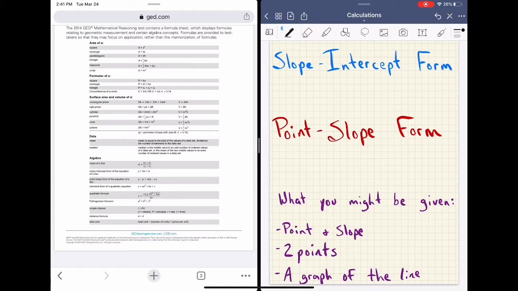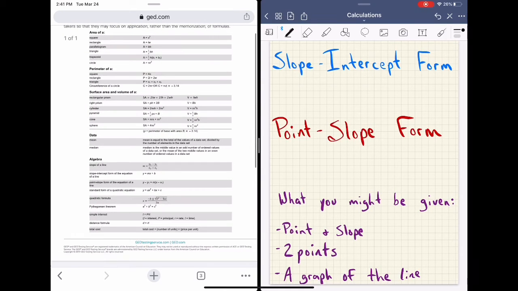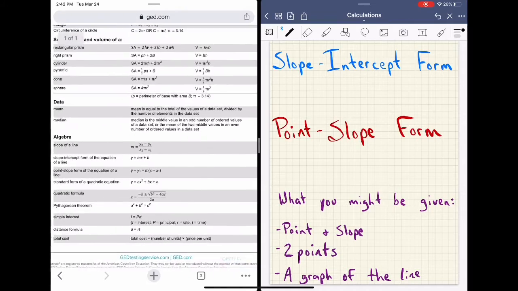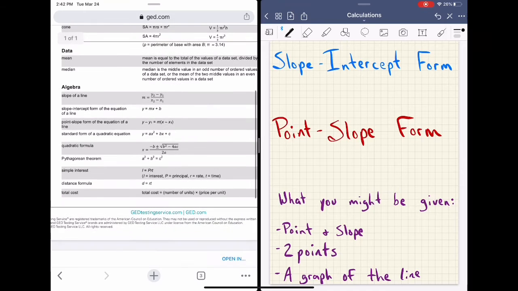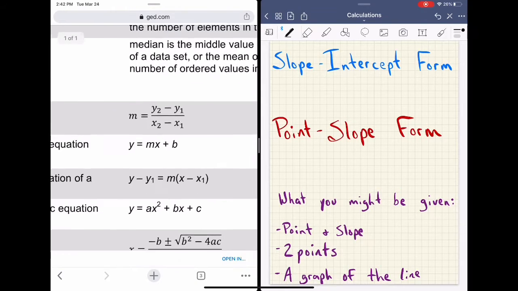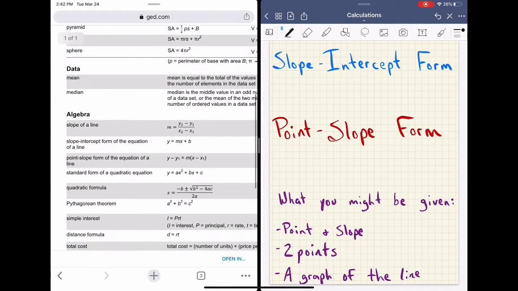Okay, so on the GED test, there are various questions about equations and how to graph them. You're given a formula sheet, which you see on the left side of your screen here. If you'll notice down in the algebra section, there are some equations. The first that I want to take a look at is called slope-intercept form, and it's this y equals mx plus b here. Slope-intercept form of the equation of a line.